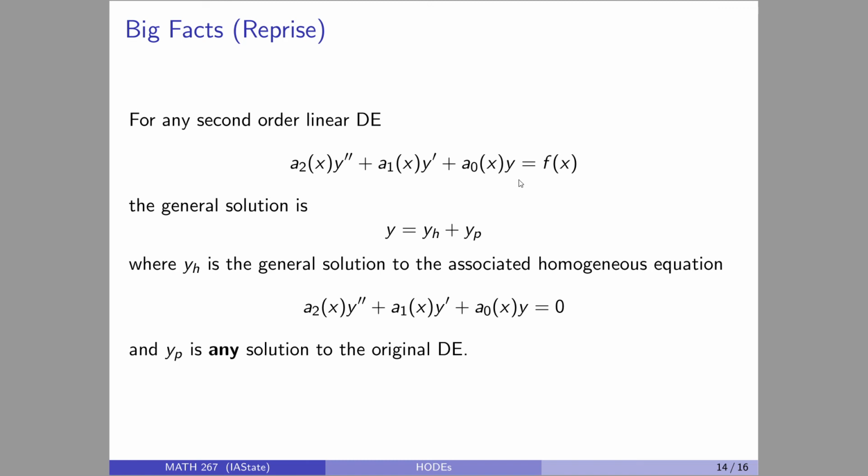Then go back to the original one and find anything that works. That plus the homogeneous will give me the general solution. Okay. So because of that, y sub p is usually referred to as a particular solution, one that we've particularly found. Okay. All right, so that answers our question from the beginning.